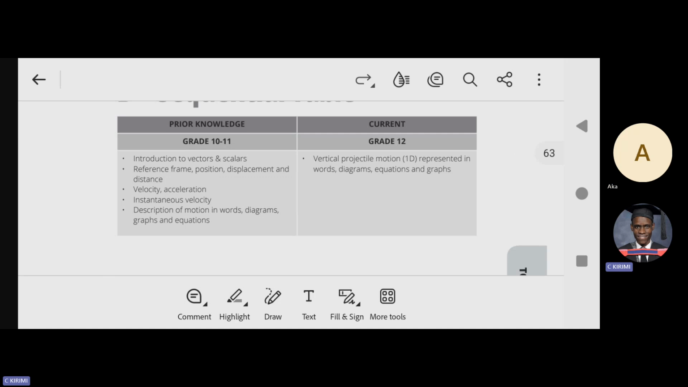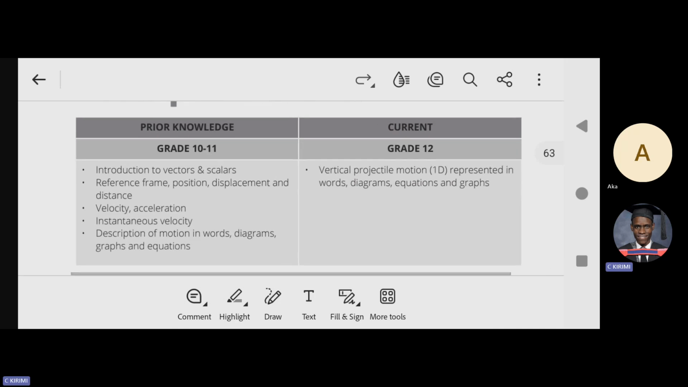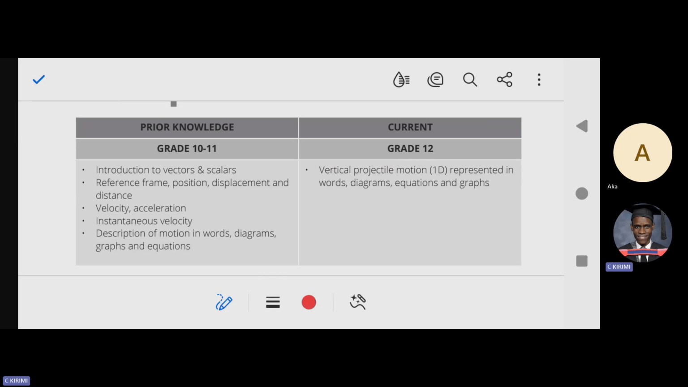So let's just discuss these ones which we are having here: vectors and scalars. What is a vector quantity? These are multiple choice questions. A vector has magnitude and direction, isn't it? Yes. The scalar doesn't have a direction. So we must know these things.